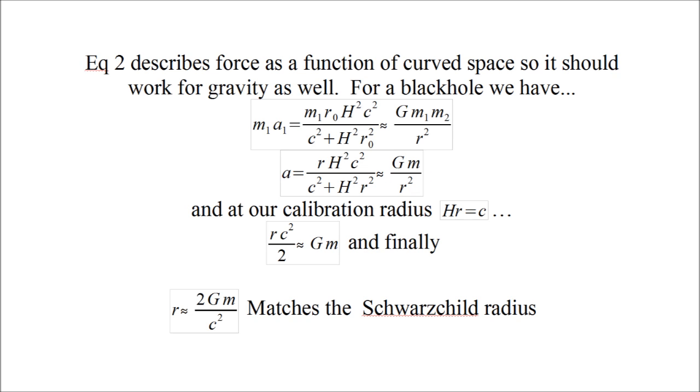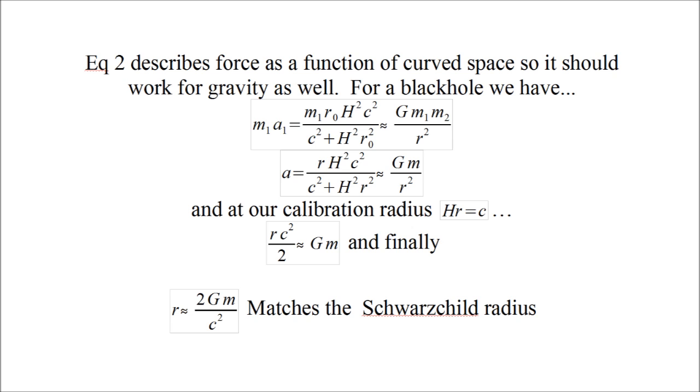This slide shows us that you can equate equation 2, the great equation, to Newton's equation for gravity. We cancel m sub 1 and drop the subscripts, and since our calibration radius is also where we'd expect the event horizon to be, that is, where the rate of descent is the speed of light, we set HR to C. Do some algebra and solve for R. And we get the Schwarzschild radius for a black hole.